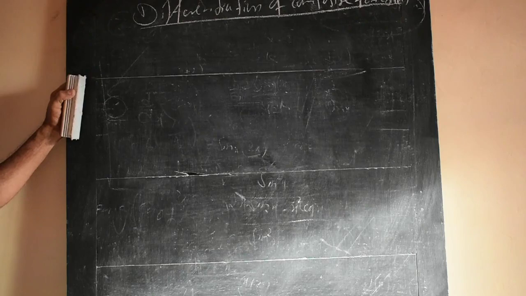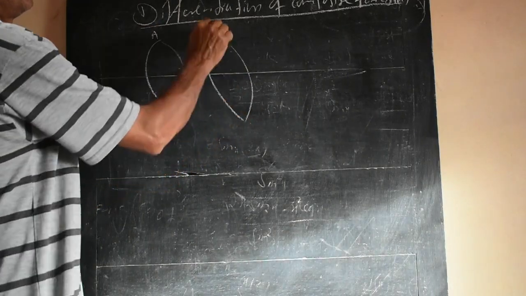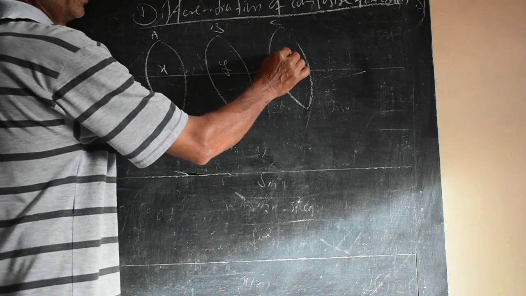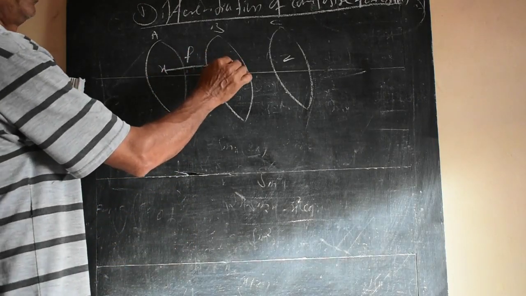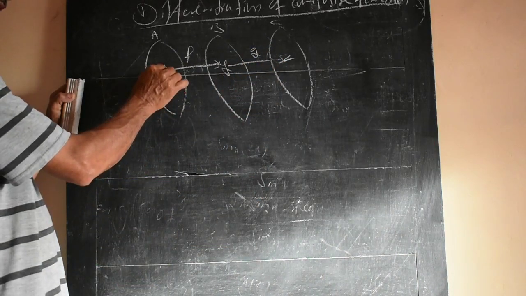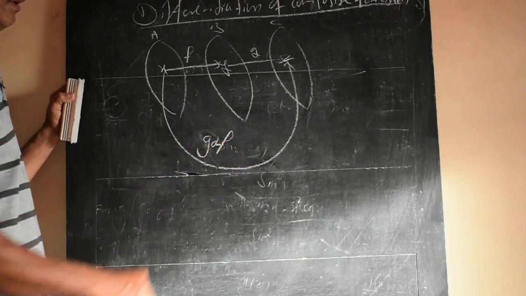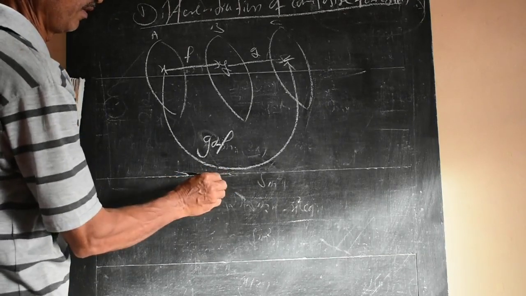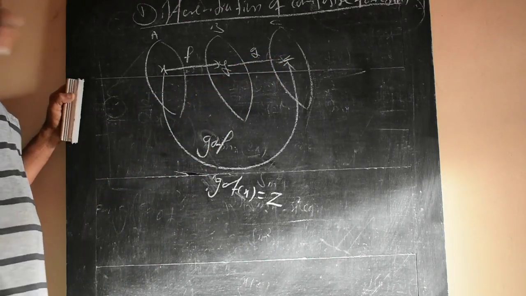In sets, relations and functions, we have studied what a composite function is. Once again I will explain. Here is set A, here is set B, and here is set C. In set A the elements are denoted by x, in set B the elements are y, and in set C the elements are z. Suppose x is mapped to y by function f, and y is mapped to z by a rule, a function, called g. Now x can be directly related with z by a function called g of f. Of means bracket. We can write g of f of x is equal to z.